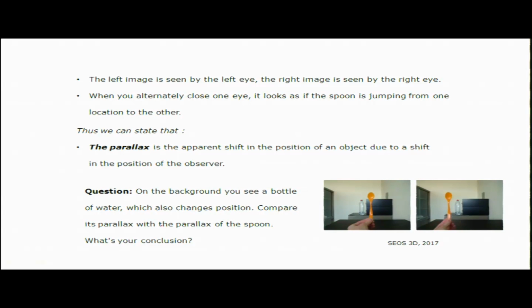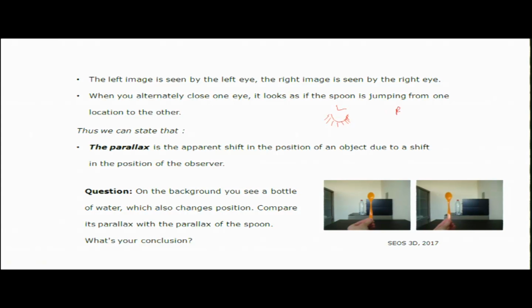So the left image is seen by the left eye and the right image is seen by the right eye, and when you alternately close an eye, it looks as if the spoon is jumping from one location to the other. This is because of the parallax phenomenon. So parallax is the apparent shift in the position of an object due to a shift in the position of the observer, because in this case we are the observer, we are looking over this spoon. But in actuality our eye is the observer.